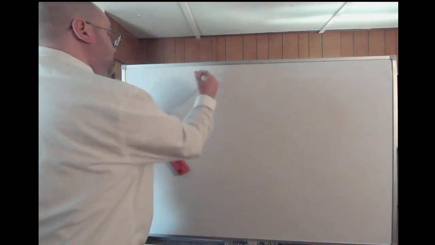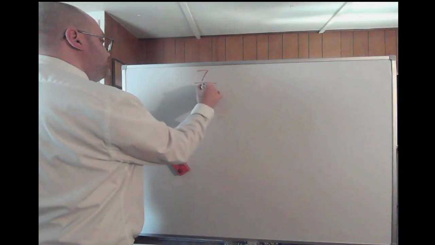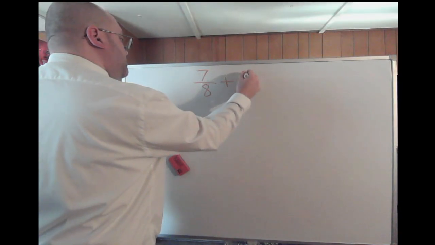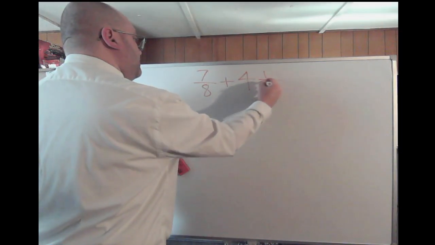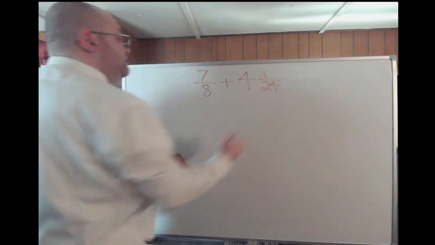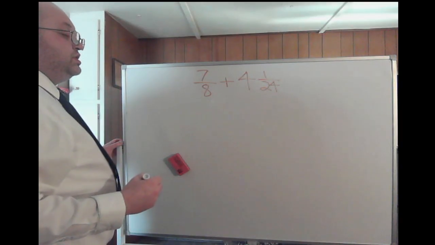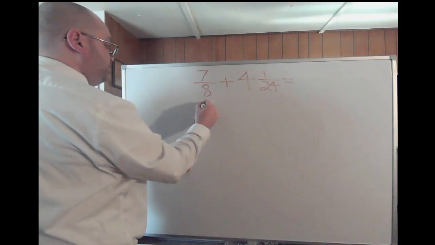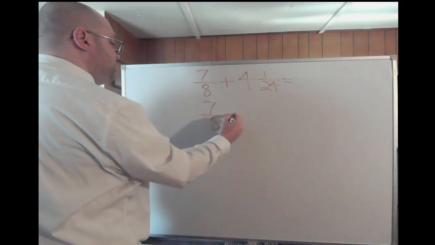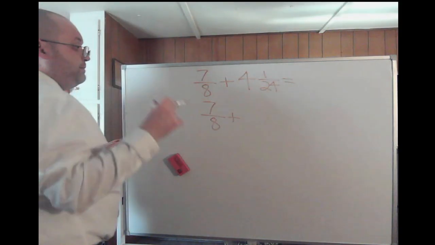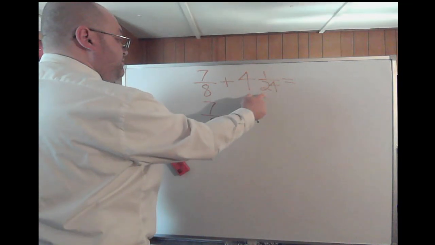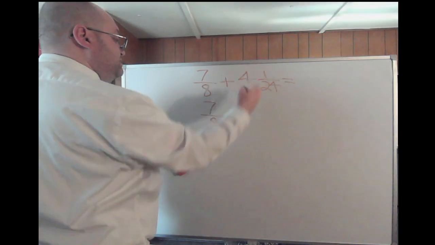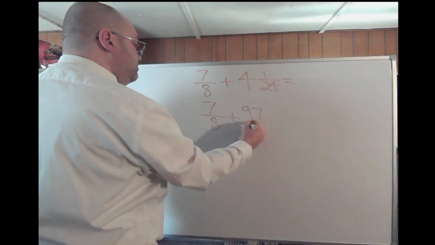What do we got next? We have 7/8 plus 4 and 1/24. So we've got 7/8 plus 4 and 1/24. First thing I would do is convert that mixed number into an improper fraction. You'll still have 7/8 plus, and now we have to figure out 24 times 4 is 96, plus 1 is 97. You'll have 97/24.